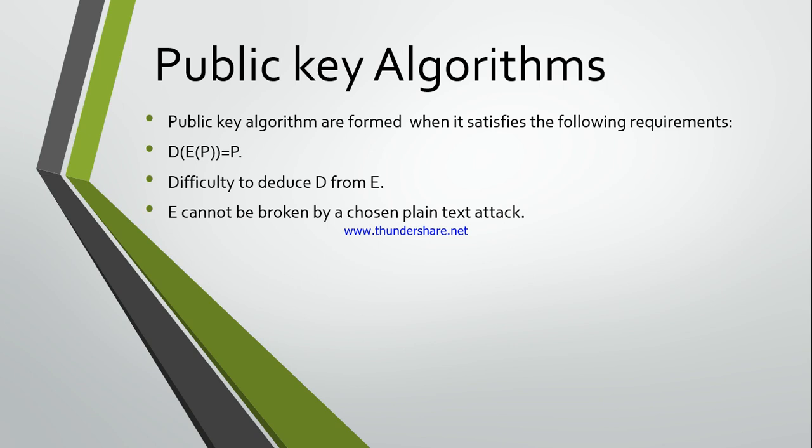Public key algorithm. Public key algorithms are formed when they satisfy the following requirements. One is D(E(P)) equals P. Two, it is difficult to deduce D from E. Three, E cannot be broken by a chosen plaintext attack.